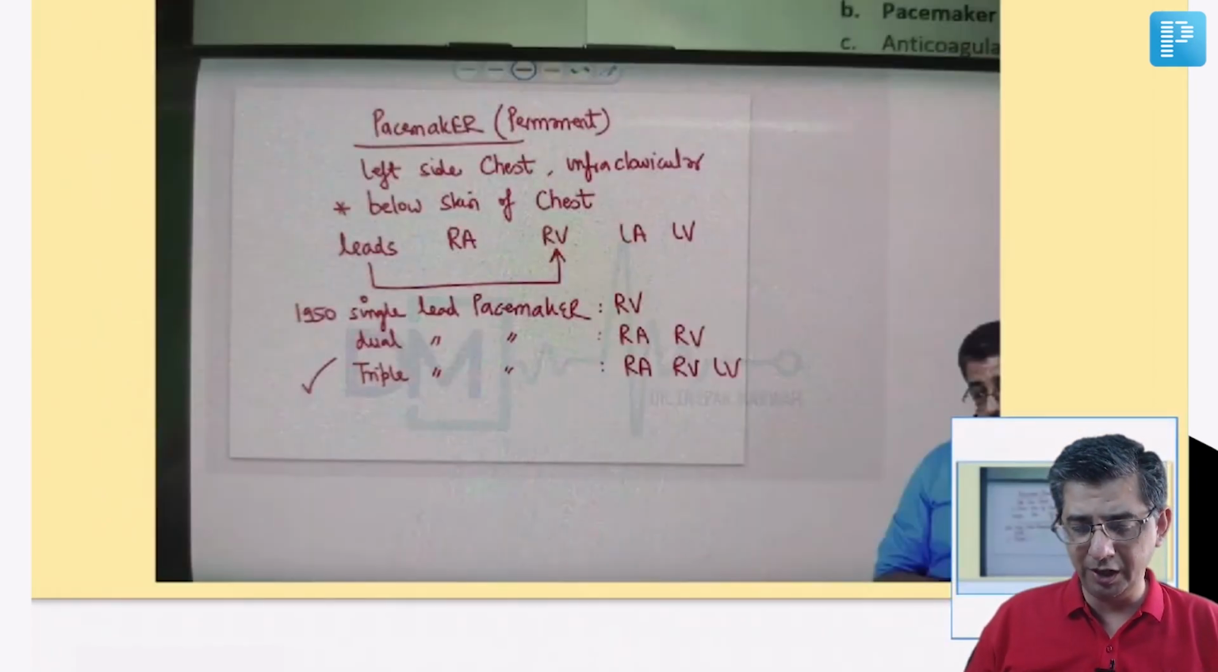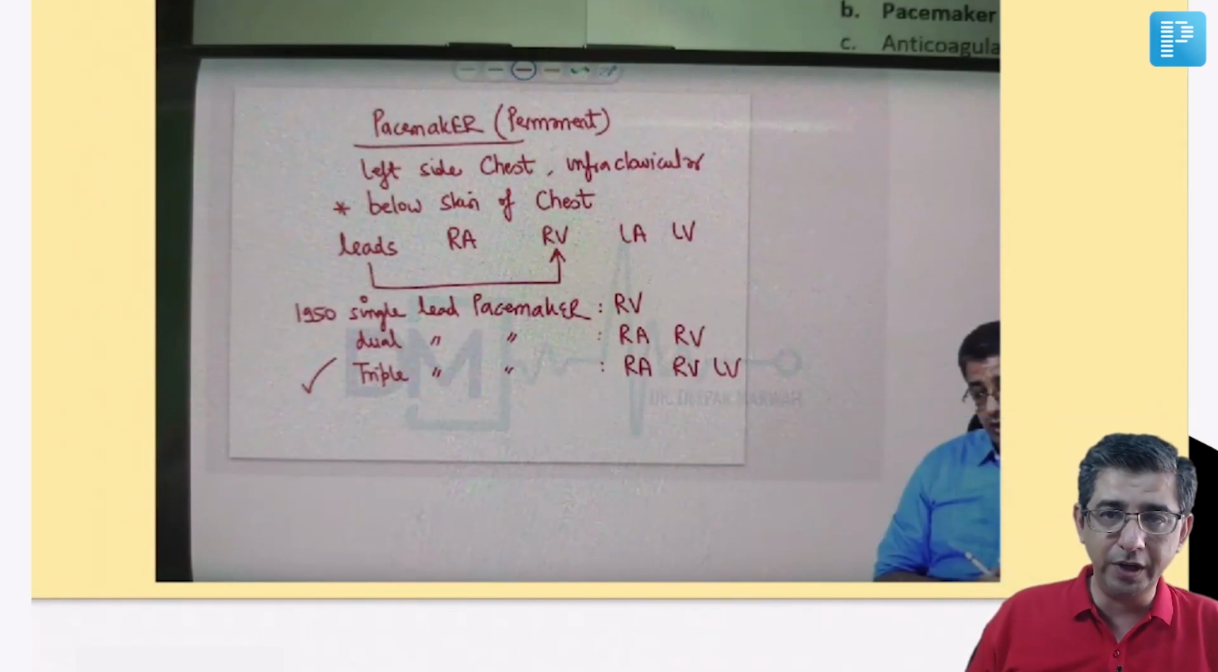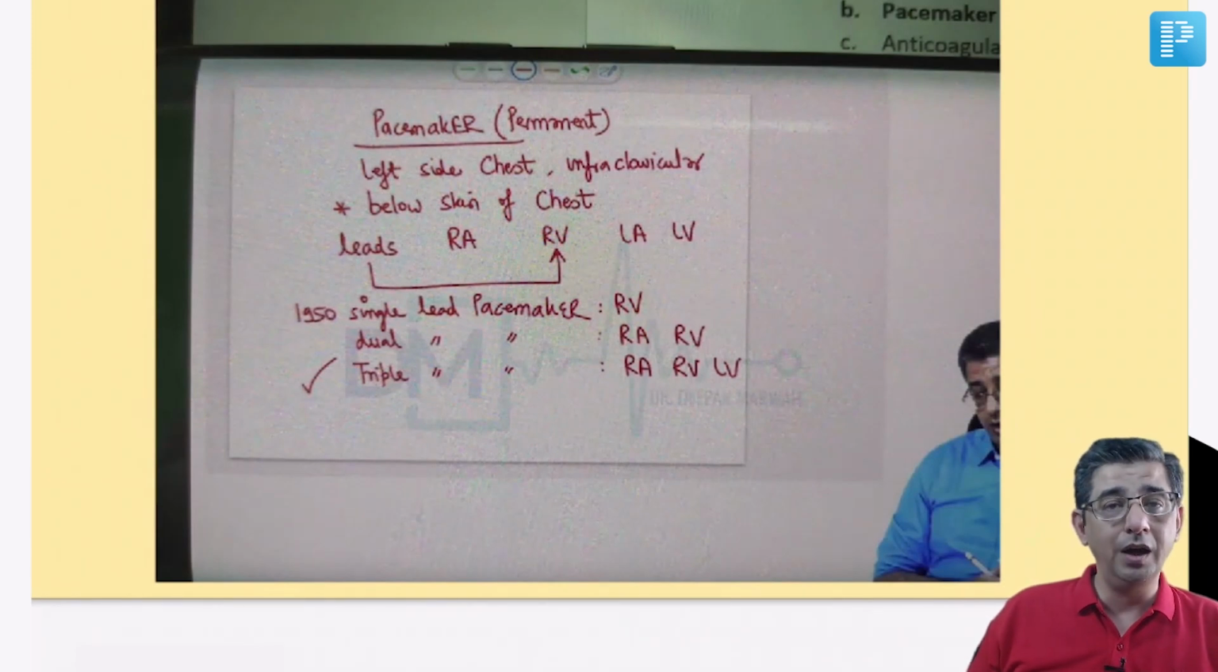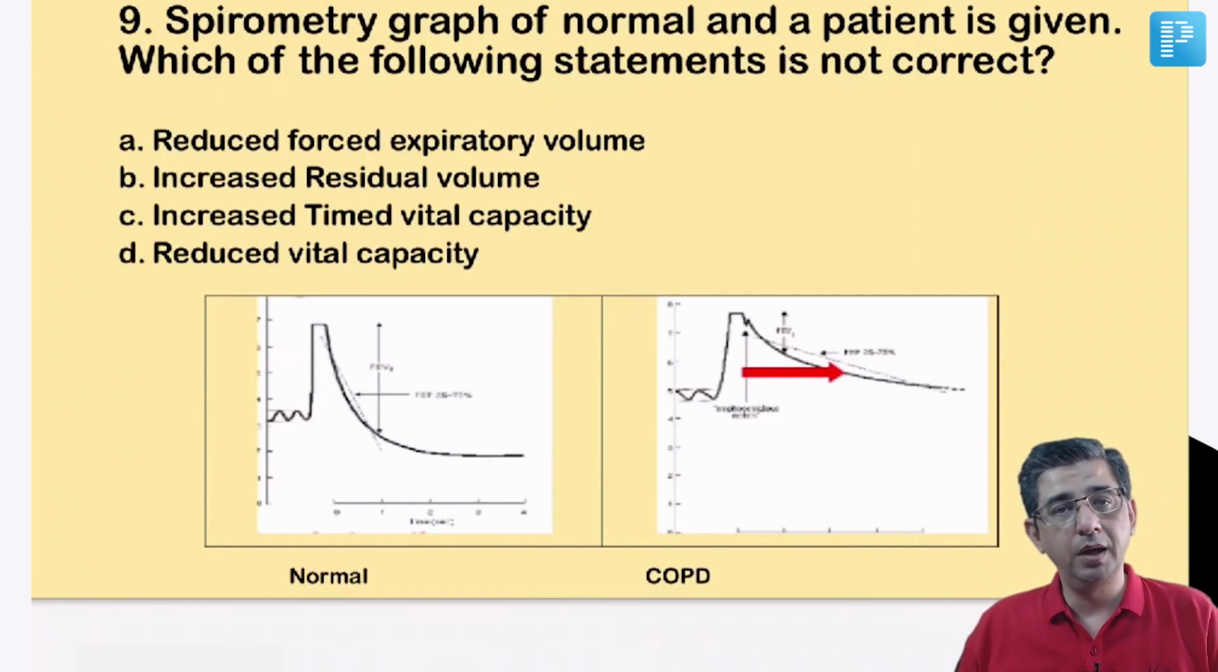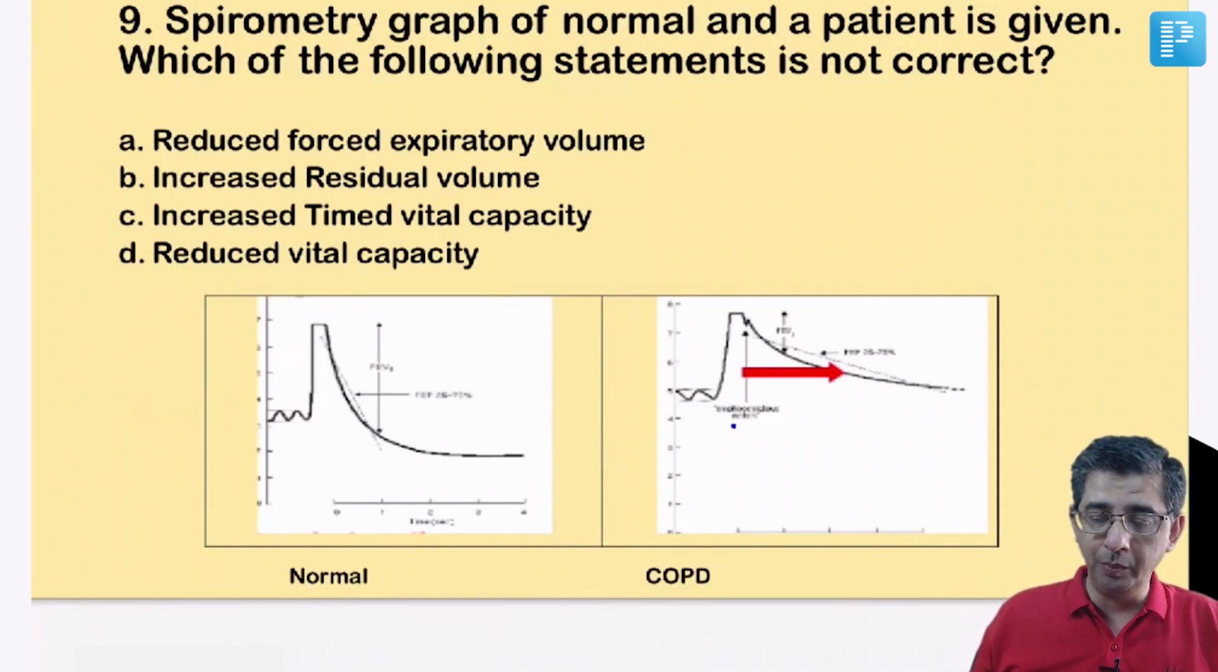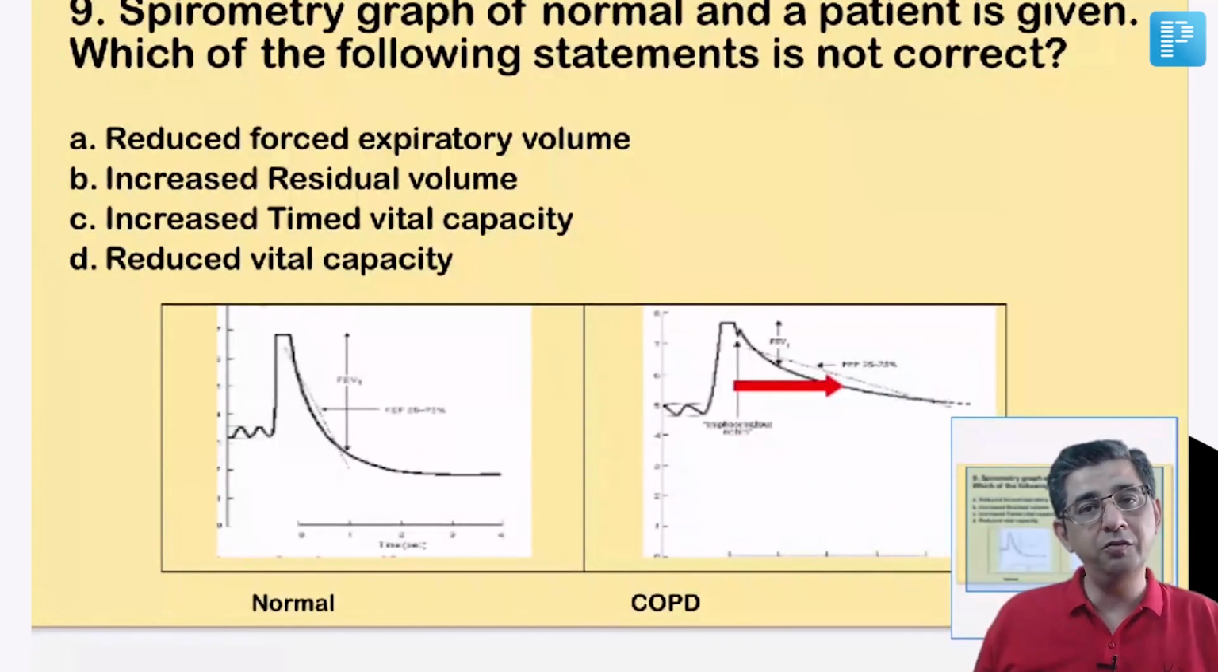We move on to the next one. This lab shot I have already highlighted with respect to the permanent pacemaker site. I also want to tell you that the temporary pacemaker can be put in inferior wall MI. Question number 9 would be a combination of medicine and physiology.